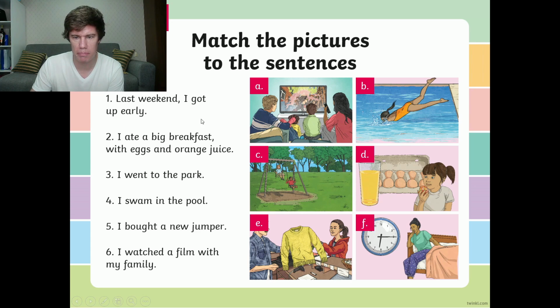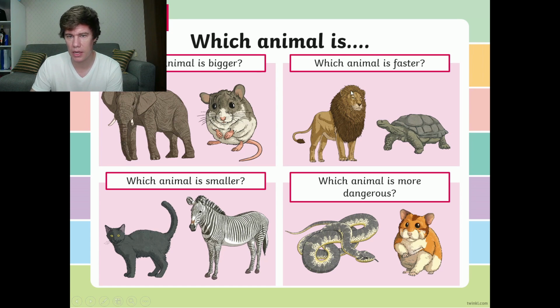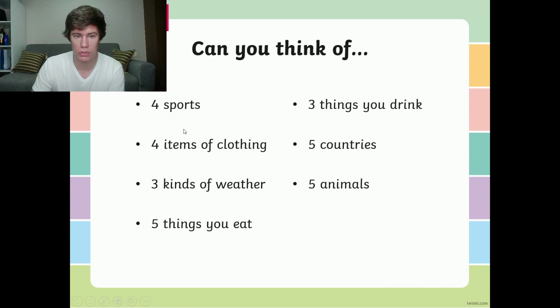Last week I got up early. Maybe F. I ate a big breakfast with eggs and orange juice. Which animal is bigger? Which animal is faster? So these are comparisons to see which one is smaller and which one is bigger. Can you think of 4 sports? 4 items of clothing, 4 kinds of weather. You can use this in your class to test your students or just as a game for them to practice and see how much they understand.